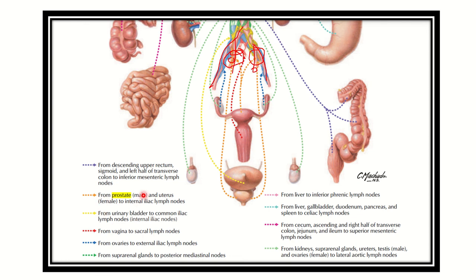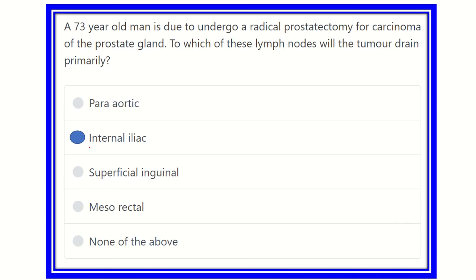Here we can see that the information from the prostate, and also the uterus in the case of a female, drains into the internal iliac lymph nodes. So it is now clear that the prostate drains into the internal iliac group of lymph nodes.